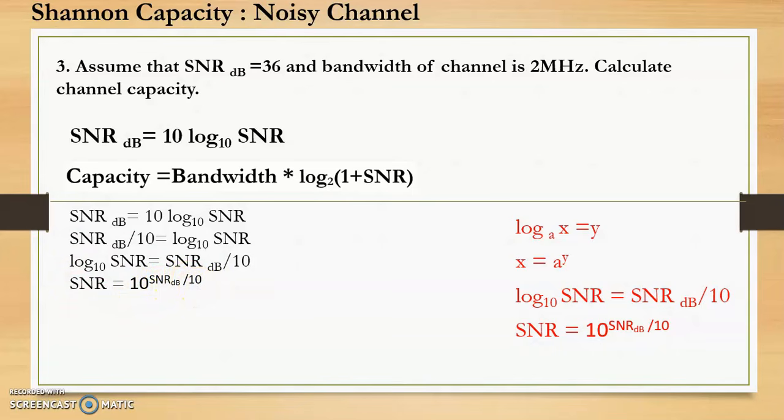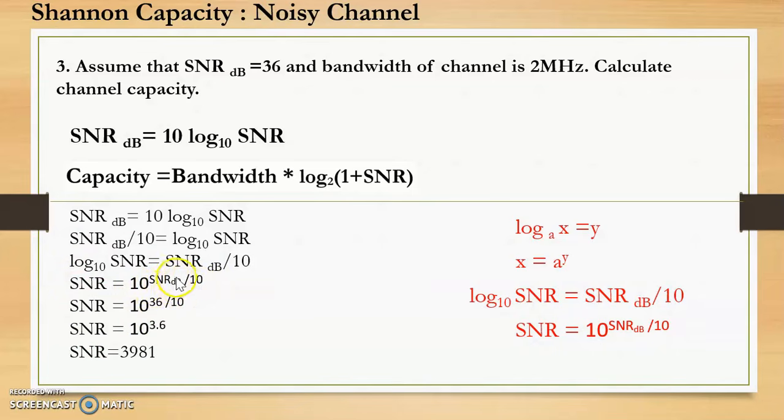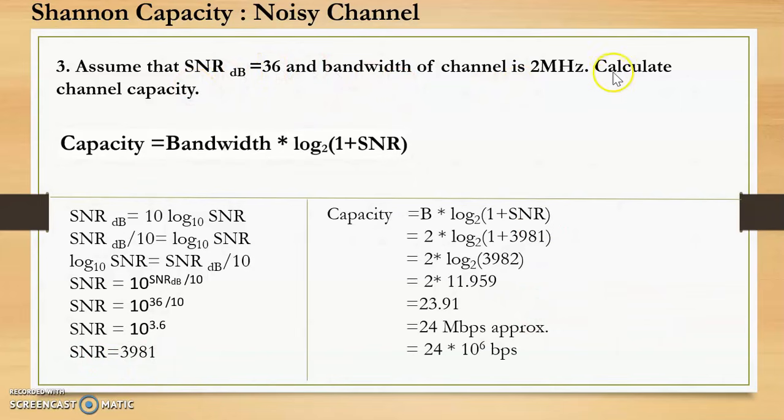So we will get SNR as 10 raised to signal to noise ratio in decibels divided by 10. So the signal to noise ratio in decibels was already given in the question, that is, it was given as 36. So we will get SNR equal to 10 raised to 36 divided by 10. So that will be equal to 10 raised to 3.6. So the answer will be 3981. So signal to noise ratio will be 3981.